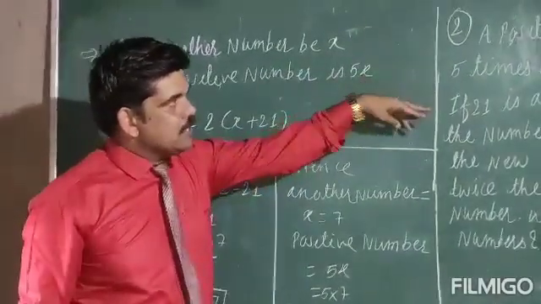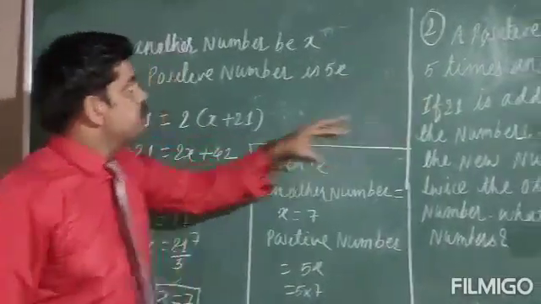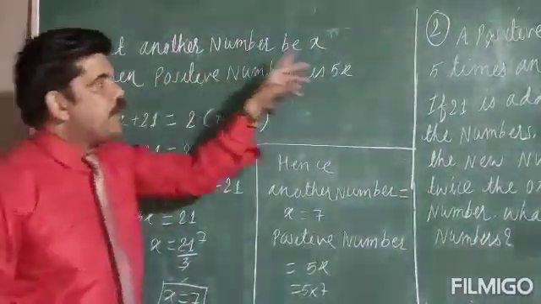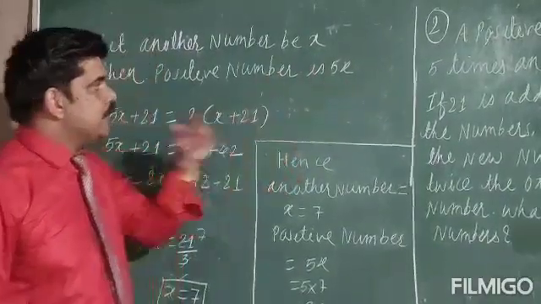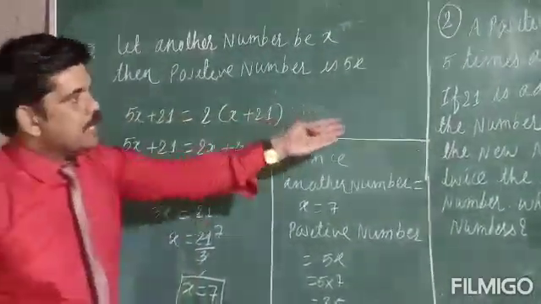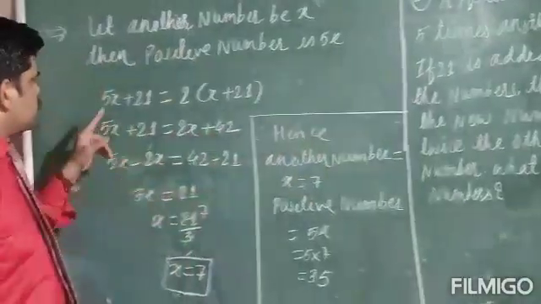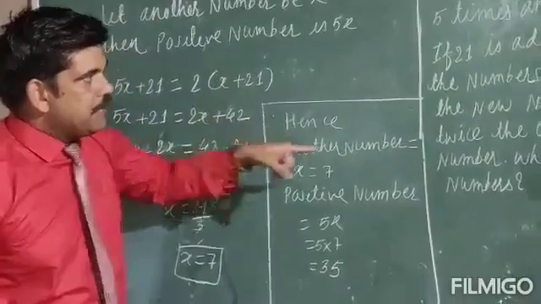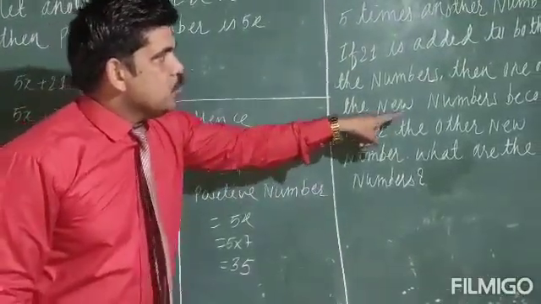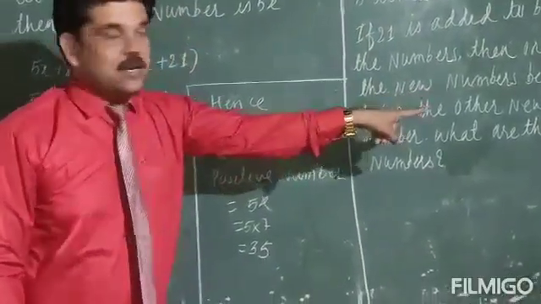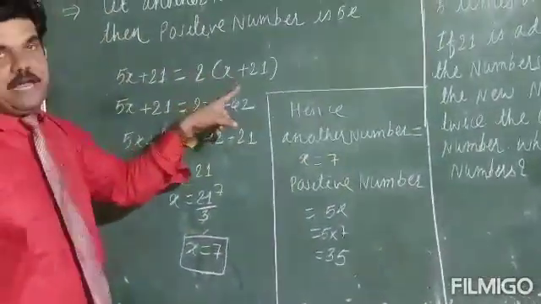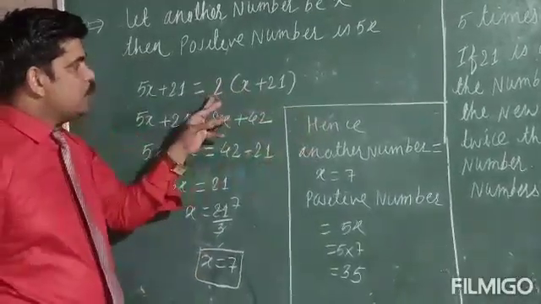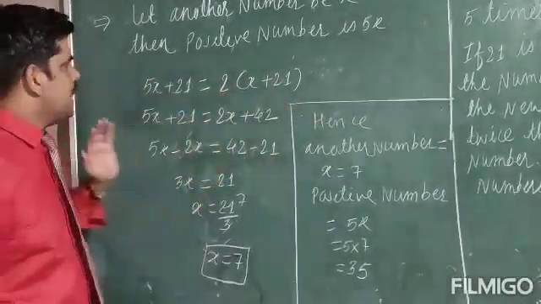So the statement is clear till here: the other number we consider x, then the positive number will be 5 times that x, so 5x. Next, we add 21 to both the numbers. So 5x plus 21 and x plus 21. But here the sentence says one new number becomes twice the other new number. That's why 2 in brackets. Adding 21 to both and twice is there, that's why 2 times this number. Now solve this, you will get the answer.